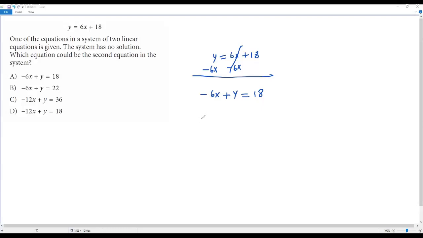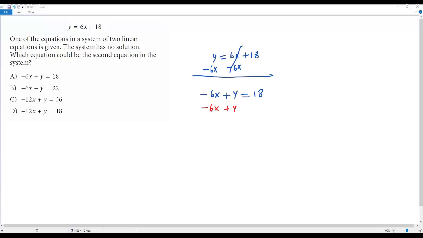Okay, so if a system of two linear equations has no solution and the equations are written in standard form, then the coefficients of x and the coefficients of y in both the equations must be the same and they must differ in the constant term. So for example, here I have one of the two linear equations. So I have to get the other linear equation so that the system will not have a solution. So what can be the other equation in standard form? It has to be negative 6x and positive y.